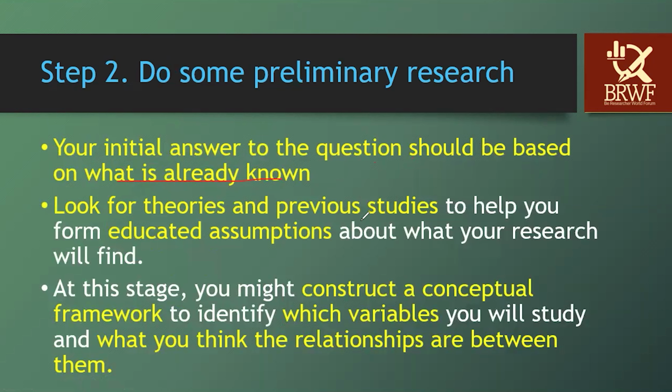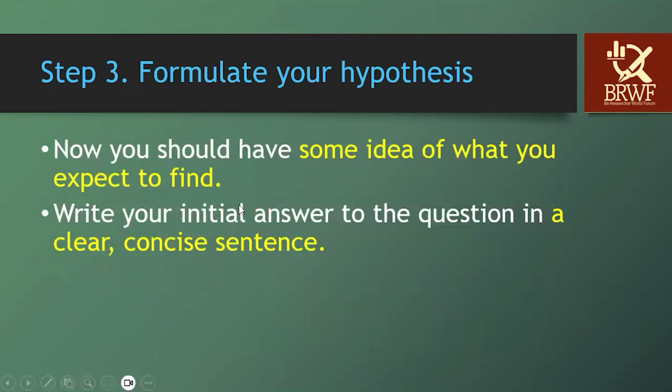Look for theories and previous studies to help you form educated assumptions. That means this is a statement about what your research will find. At this stage, you might construct a conceptual framework. You must base it on what theories or conceptual framework, what model, what algorithm, what techniques we are going to apply here. It is another issue to identify which variables you will study and what you think the relationships are between them. So the same thing we are repeating for your understanding.